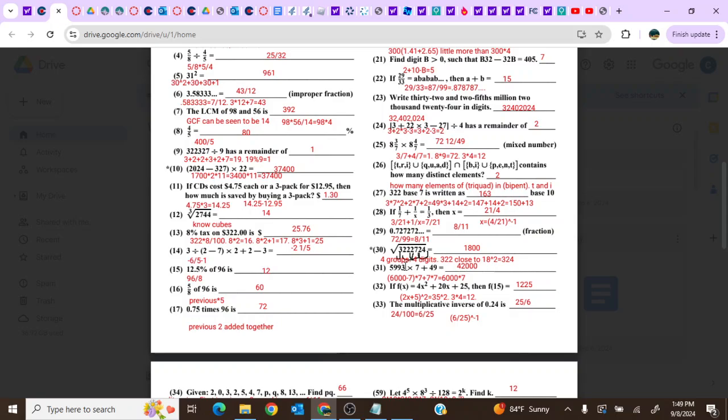31, 5993 times 7 plus 49. This is the equivalent of 6,000 minus 7 times 7 plus 7 times 7, which cancel out these two things, and you're just left with 6,000 times 7.